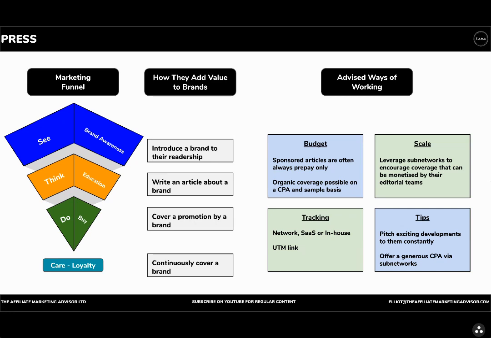Tracking, again, UTM, network, SaaS, and then tips, again, similar to editorial, but offer a generous CPA and constantly keep pitching in exciting developments.